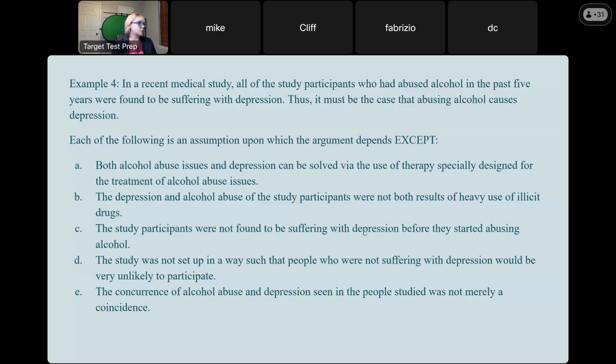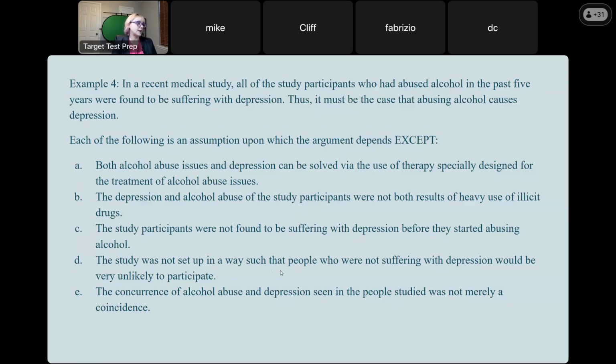C, the study participants were not found to be suffering with depression before they started abusing alcohol. Yes, it's also a classic cause and effect trap: are they co-occurrences and they've got the order backwards? Like, does the depression cause alcohol abuse? If it does, then this conclusion falls apart.